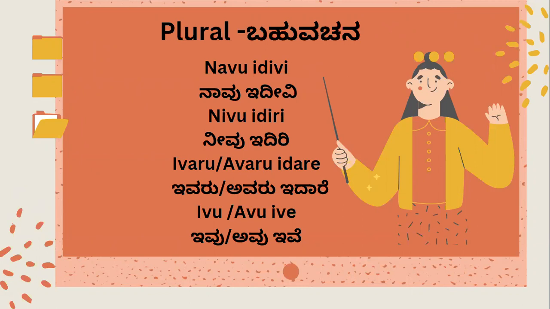Now, Iru, as I told you, is a definite form. For example, Nanu classalli idini. If it is Navu, classalli idivi. So classalli won't change. Only the pronoun and the verb are changing here.